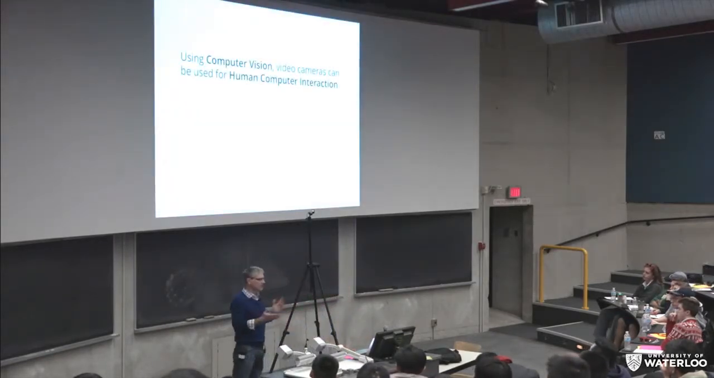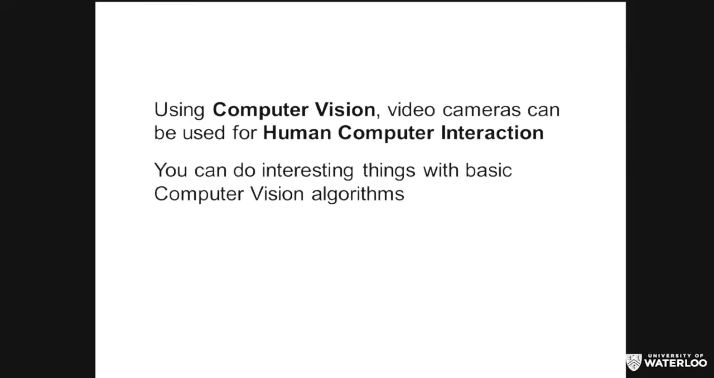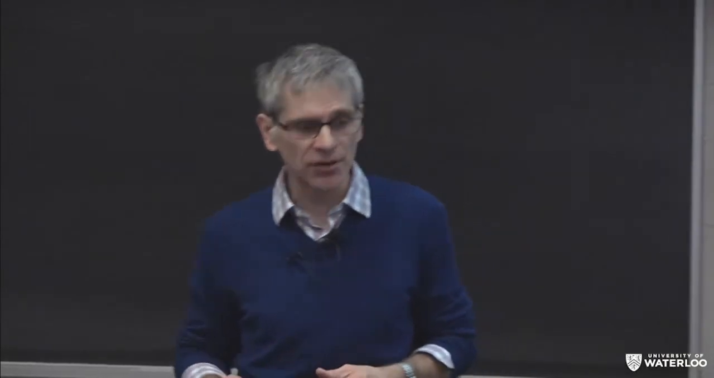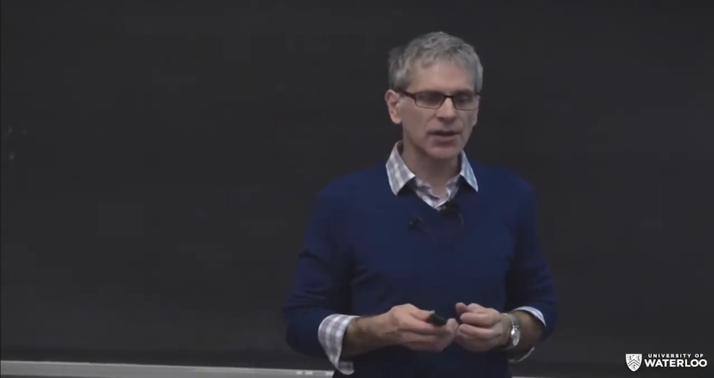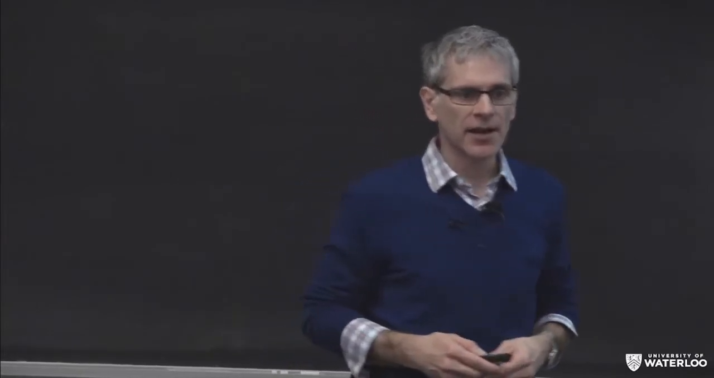So just to sum up, using computer vision, video cameras can be used for human-computer interaction. That's what I'm trying to convince you of or tell you about today. There are two pieces. It's not just computer vision, but using it to interact as well. You can do interesting things with pretty simple algorithms in this field. There are certainly boundaries to it, but you can get some fun effects right away. You can do some really amazing things with more advanced computer vision algorithms.